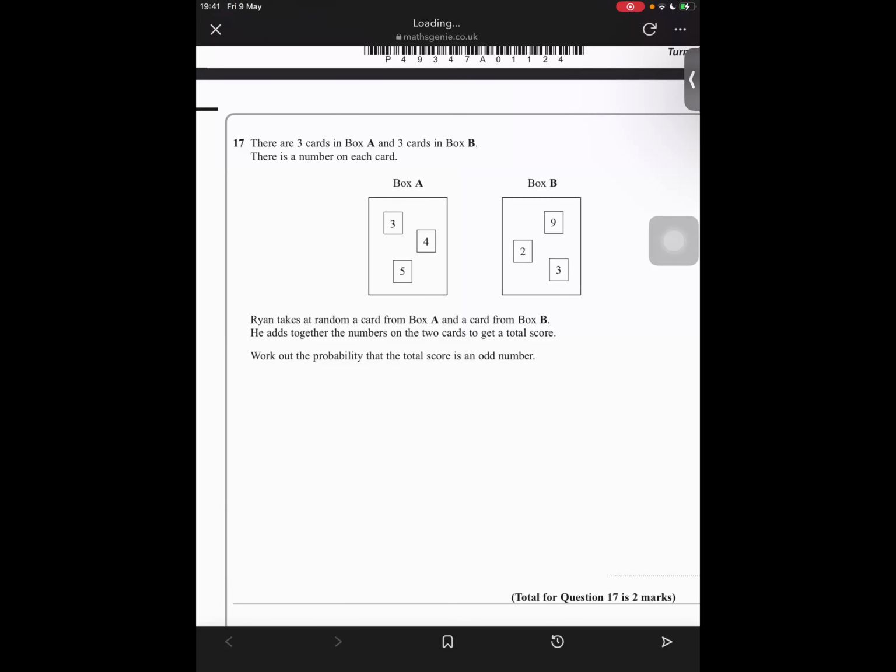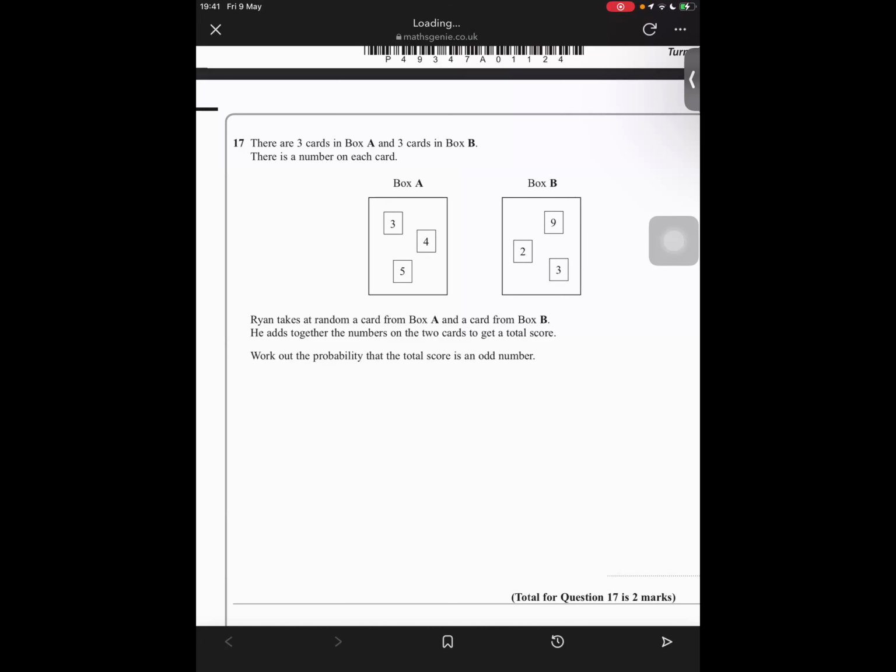The next one is 5. 5 and 9 is 14. Okay, so don't be tricked by the fact that both of them are odd numbers. 5 and 9 is 14. That's an even number. 5 and 2 is 7. So yes, that's another one, another finger up. And then 5 and 3 is 8. Dismiss that. So I have a total of 4 occurrences where the sum will be an odd number. So that's going to be 4 divided by 9. Did you get that?